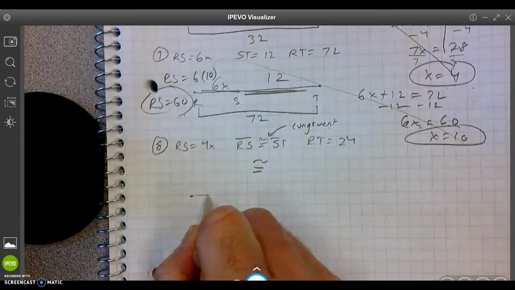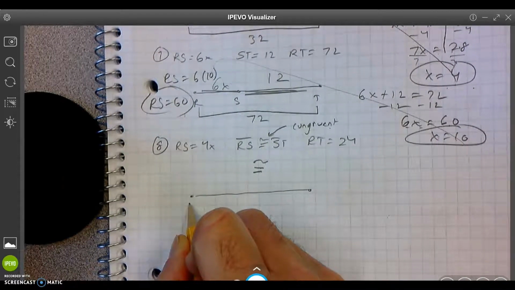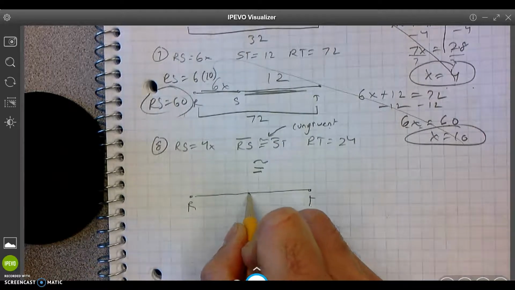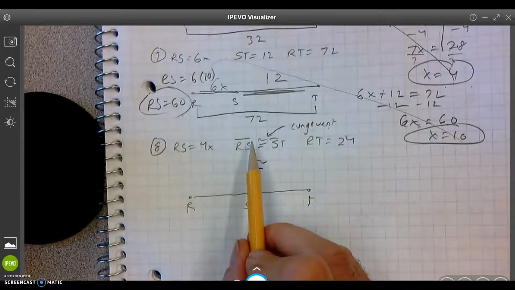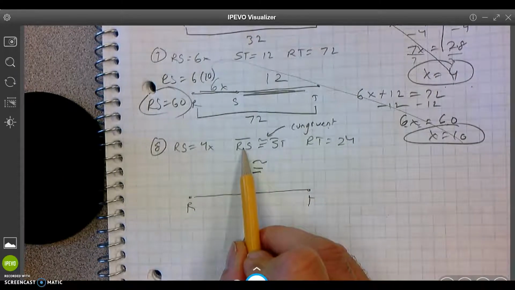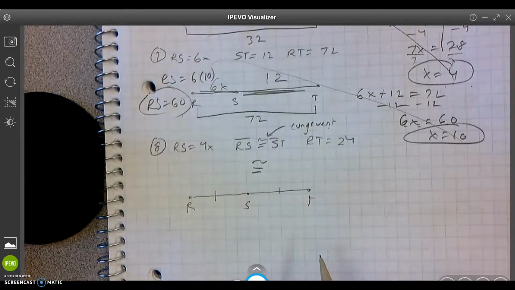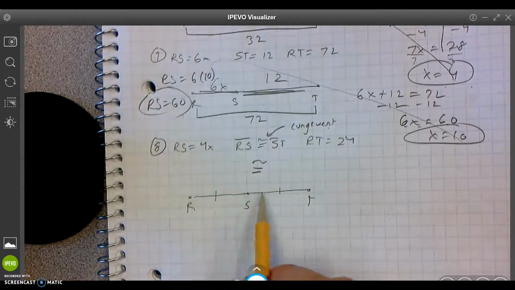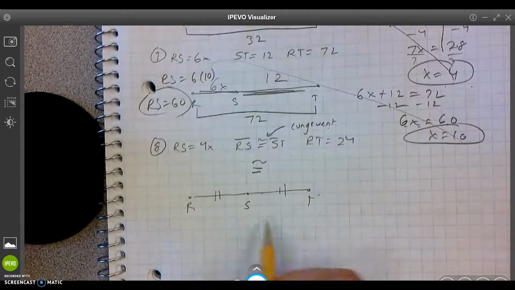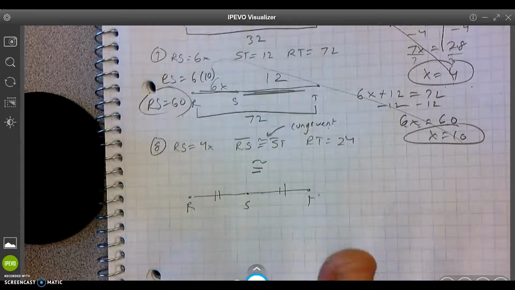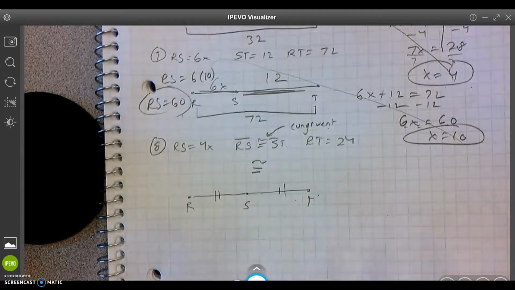So let's draw our picture again. So you have R, T, and then S is somewhere in the middle. In this case, it's exactly halfway in the middle because RS and ST are congruent. So I can make one mark here and one mark here. So that means that this and this are congruent. If I want to make 2 marks, that's okay too. As long as the marks match up, you're good. So if I make 3, 3, whatever. Okay, so I'm making 2 here, same thing.